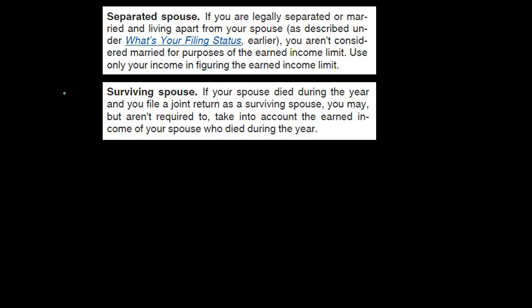Surviving spouse. If your spouse died during the year and you file a joint return as a surviving spouse, you may, but aren't required to, take into account the earned income of your spouse who died during the year.